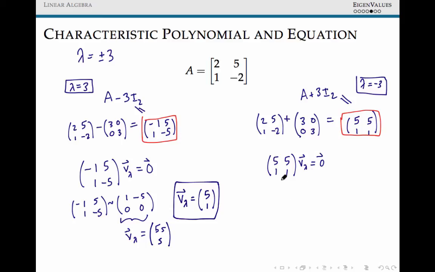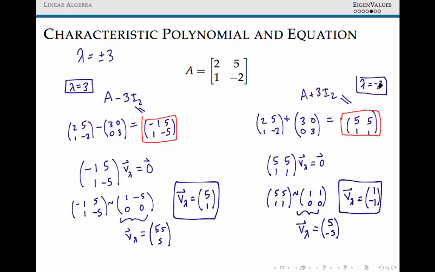And on our right-hand side, looking at this matrix, just doing a quick check, everything looks good. So on this side, we see that 5, 5, 1, 1 is actually row equivalent to just 1, 1. So this says that eigenvectors corresponding to the eigenvalue negative 3 are all going to be of the form s, negative s. So in particular, we're going to take the eigenvector on this side to be, let's just take 1, negative 1 as our basis for eigenvectors with this eigenvalue.